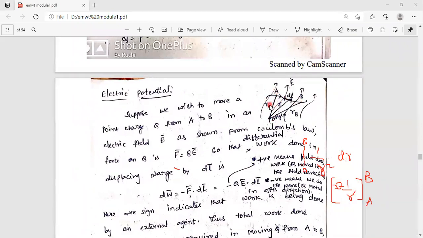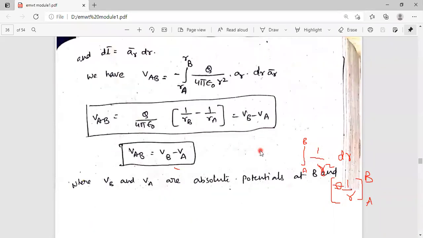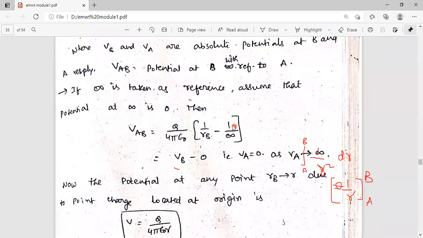So RA will become infinity, right? RA means the distance vector joining that infinity point to 0. So it will become infinity. So RA is infinity now. Now substitute that RA here. When you substitute RA equal to infinity, this will become 0. Okay, 1 by infinity is 0. So now we have VAB is equal to VB minus 0, which is nothing but VB only.